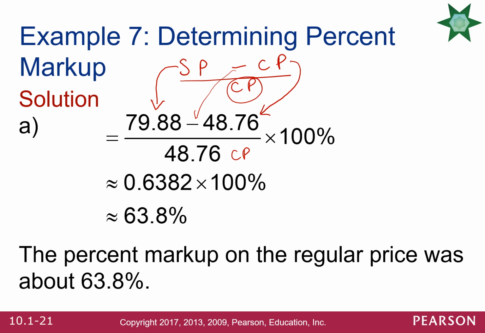So this calculation, 79.88 minus 48.76, divided by 48.76, is approximately 0.6382, and then once we multiply it by 100, 63.8% is the answer. That means they are making a profit of 63.8%. That means they have increased the price by 63.8% on their cost price.